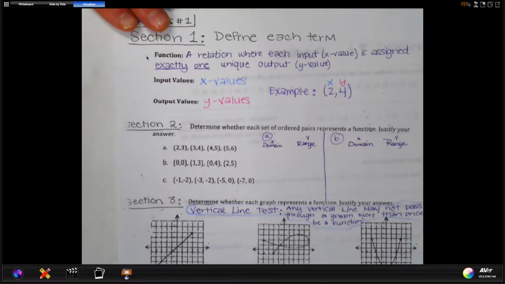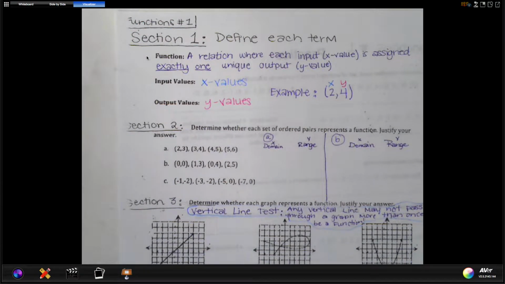Okay, good morning and welcome to our review of functions for Math 8. So today we're going to review functions and talk a little bit more about how to determine whether a relation is a function or not. If you have the notes with you or the worksheet that I'm handing out in class today, it says Functions 1 on it and Section 1.